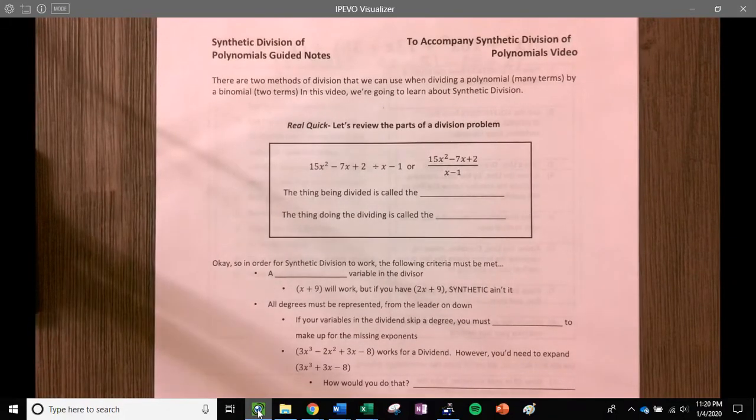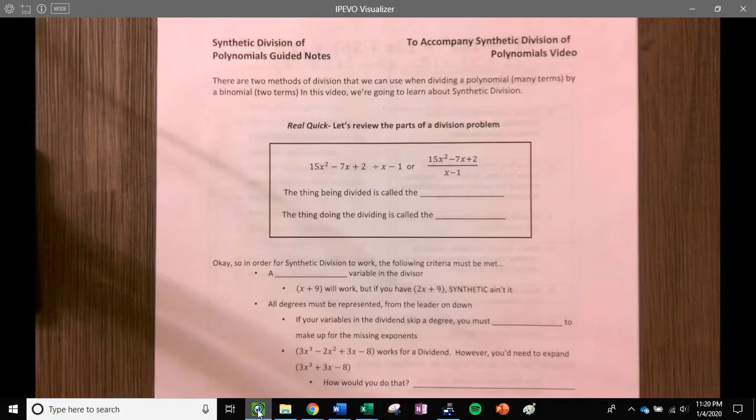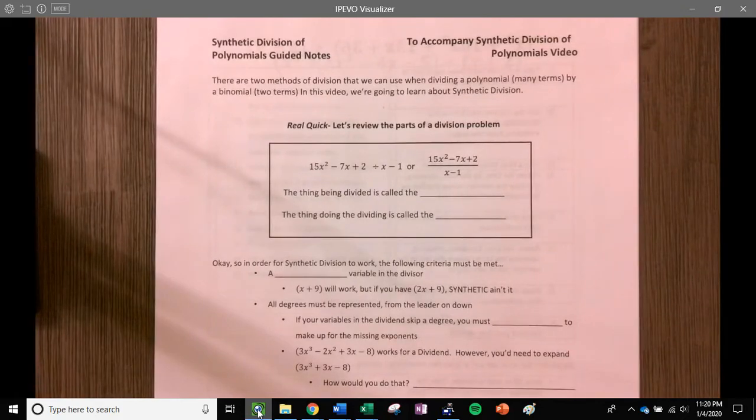Okay, everybody, welcome to your next lesson all about synthetic division of polynomials. If you had me for Algebra 1, then you have covered this once before as a bonus skill. And now we are ready to dive right in as one of the two methods to divide polynomials.